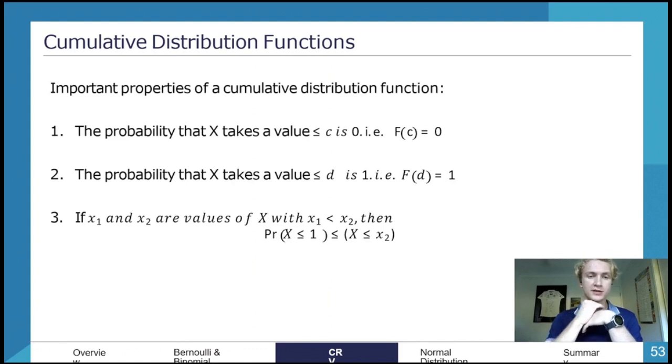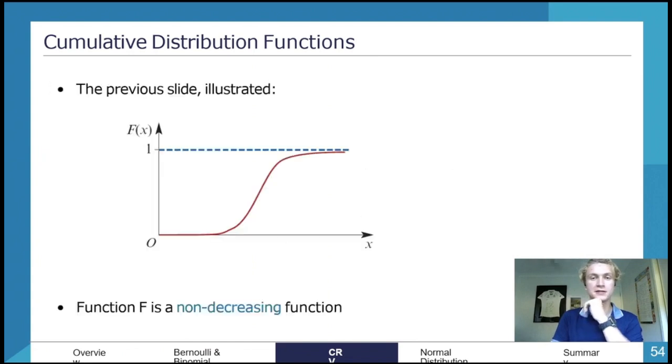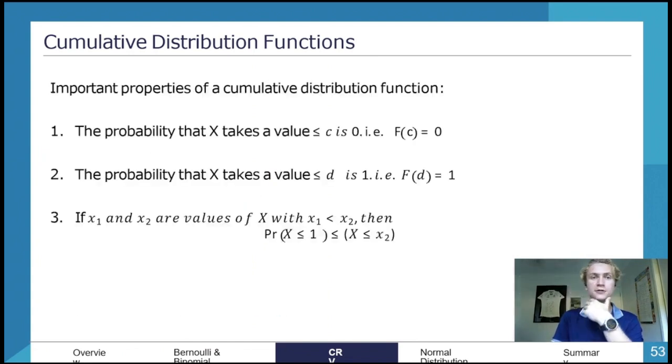Three, if x1 and x2 are values of x with x1 greater than x2, then the cumulative distribution function at x1 is greater than or equal to that at x2. That's a little point I got in there. Once again, if you're a maths brainiac, that'll help your understanding. If not, that's still fine. It's not a key concept I want you to understand. Those first two are though.